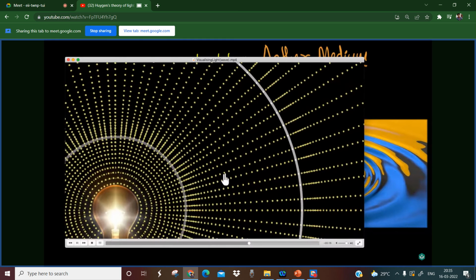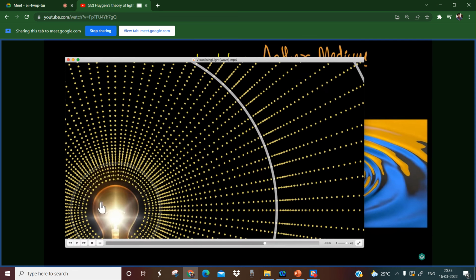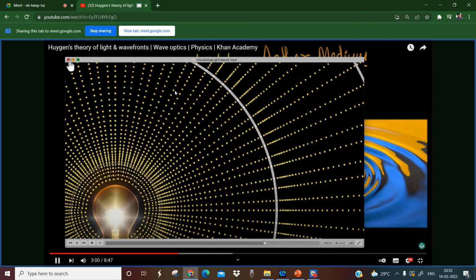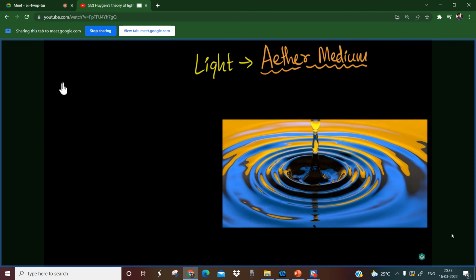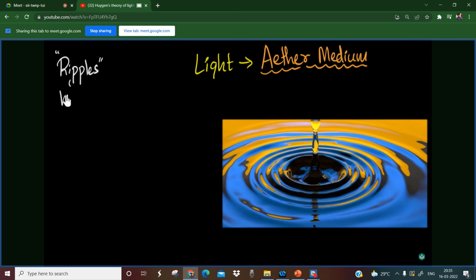But now we're going to ask a question. What exactly are these ripples? Whether you consider light or whether you consider water, what exactly are those ripples? So let me get rid of that. Well, in physics, these ripples have a very, very technical, fancy name. We call them wavefronts. And you'll keep hearing this word over and over again in the future videos.